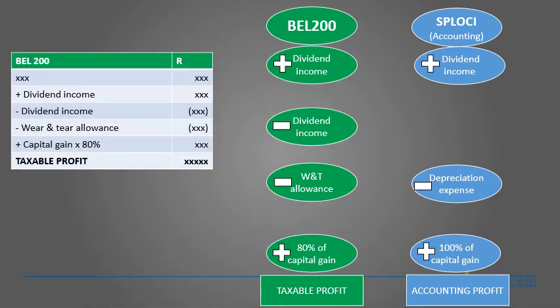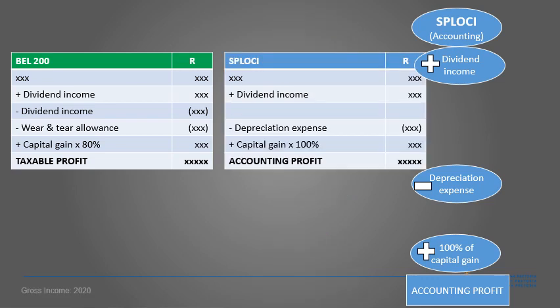So if we now compare our tax calculation to our accounting calculation, we see that there are differences. But there are also many similarities, and so many items are treated the same way for tax and for accounting purposes.